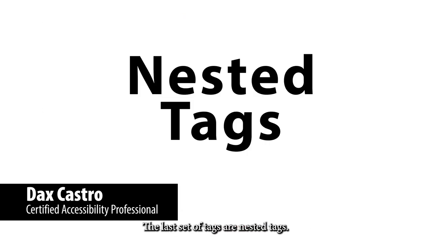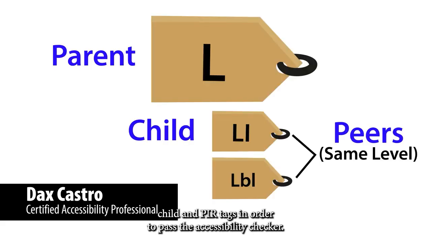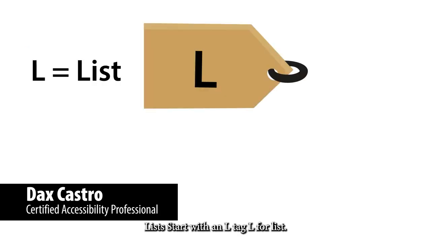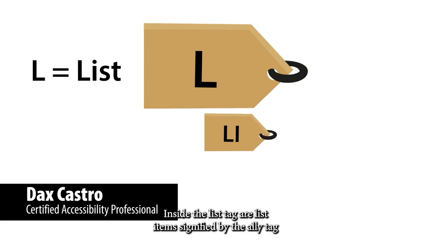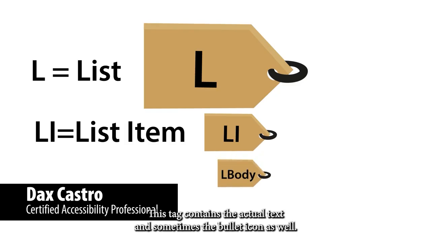The last set of tags are nested tags. These are tag structures that need to follow a set of specific nesting rules, meaning they have a parent tag and specific child and peer tags in order to pass the accessibility checker. These tags are things like lists and tables. Let's take a look at each one. Lists start with an L tag, L for list. Inside the list tag are list items, signified by the LI tag, LI for list item. Inside each list item is an L body tag. This tag contains the actual text and sometimes the bullet icon as well.